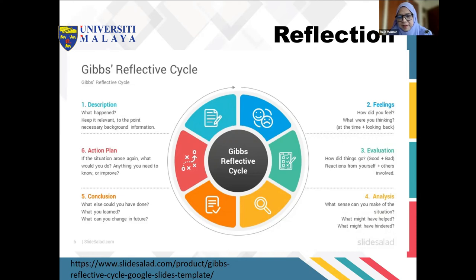So analysis: what sense can you make of the situation? What might have helped, what might have hindered? What helped, to me, was that I gave them the freedom to start with that assignment. I gave them the freedom to choose the topic. We brainstormed the topics together, and then they had the choice of which group takes which topic. So it was their choice, and they had the voice because they had the opportunity to discuss it and why that topic is important, etc.